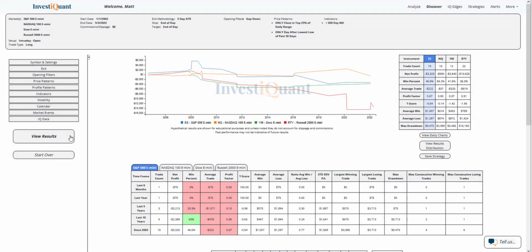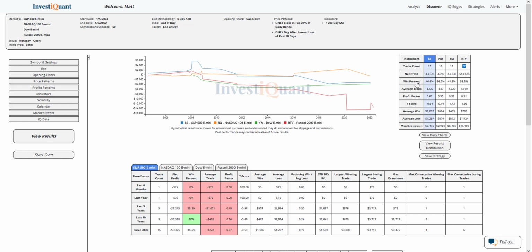And here we go. These are the results based upon entering the market long at 9:30 a.m. Eastern Time, exiting at 4:15 p.m. Eastern Time, when the prior session prints a 50-day low and closes in the top 25% of its daily range and below a 200-day simple moving average. The following day, it opens lower than its prior closing price. Historically, just 15 samples of this pattern for the S&P. We've got 16 in the NASDAQ, 12 in the Dow, 22 in the Russell.